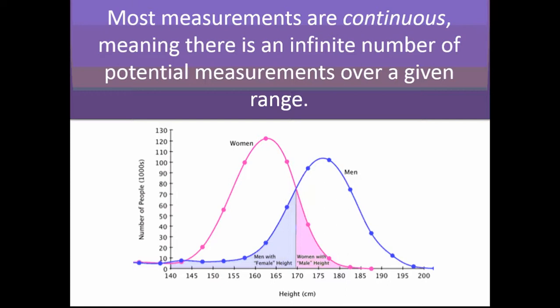Most of the measurements that we are going to be looking at, and most of the time you can just pretty much assume that measurements are going to be continuous. That means that there's an infinite number of potential measurements over a given range. What you see on the screen are what we lovingly call in science bell curves. A bell curve is a graphical representation of this idea that measurements are continuous, that they exist on a continuum over a certain range, and that there's an infinite number of potential measurements that you can get over the course of that range.